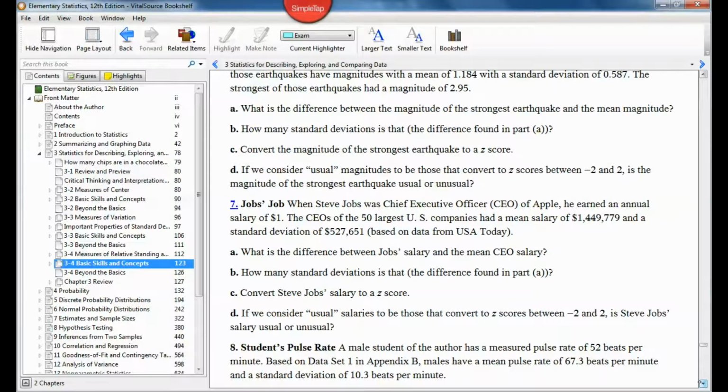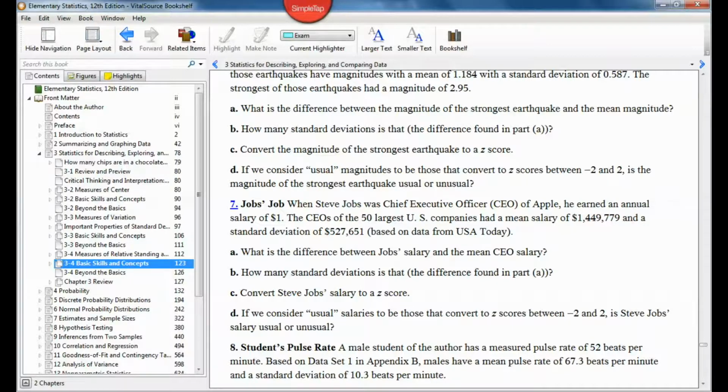Let's look at, how about we look at number 7 here. Jobs. When Steve Jobs was chief executive officer of Apple, he earned an annual salary of $1. The CEOs of the 50 largest U.S. companies had a mean salary of $1,449,779 and a standard deviation of $527,651. What is the difference between Jobs' salary and the mean CEO salary?